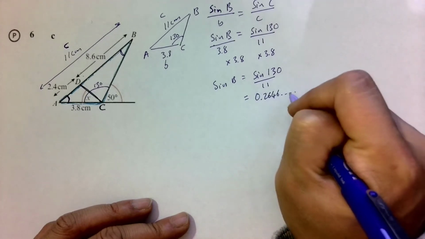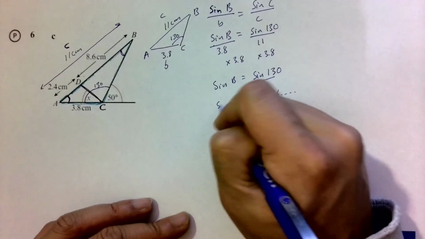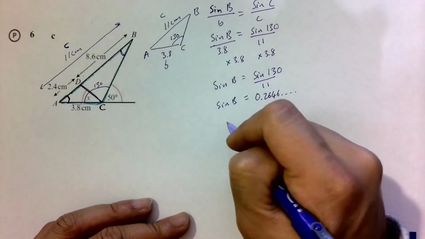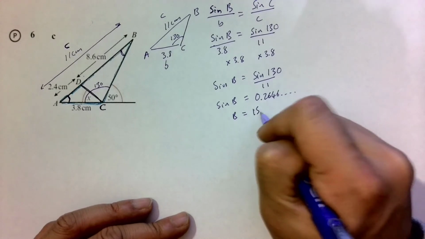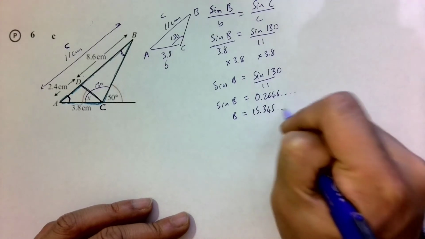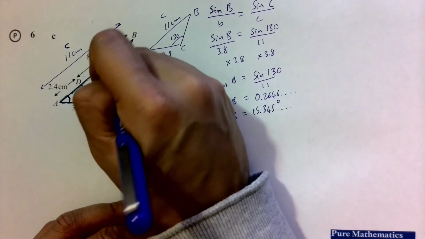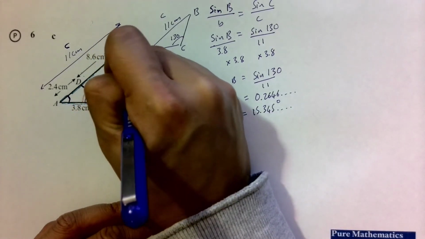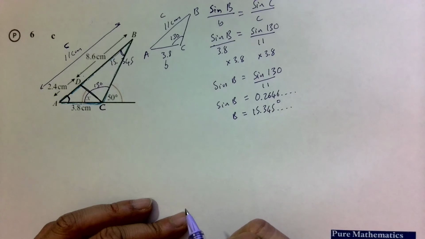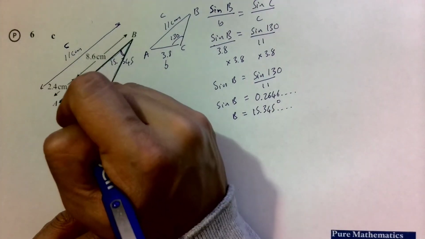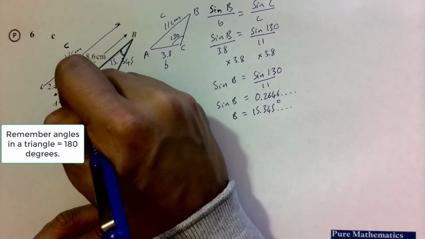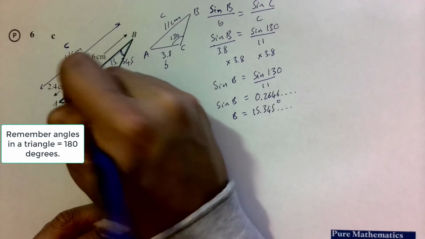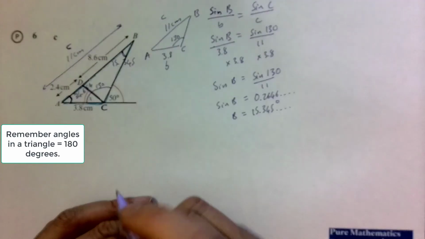So that's going to equal 0.2646 and so on. You can save the answer in your calculator. Now we inverse sine, so angle B equals 15.345, and so forth. So here this is 15.345. Now using the angle rules of a triangle, that must mean A is 34.654, which is going to help us later.